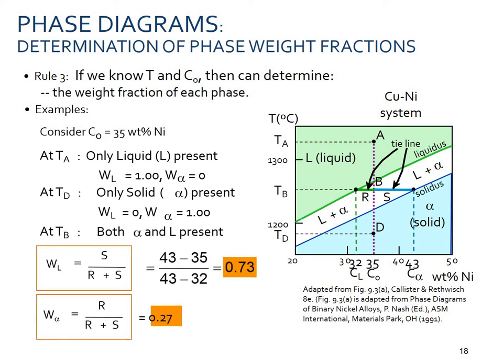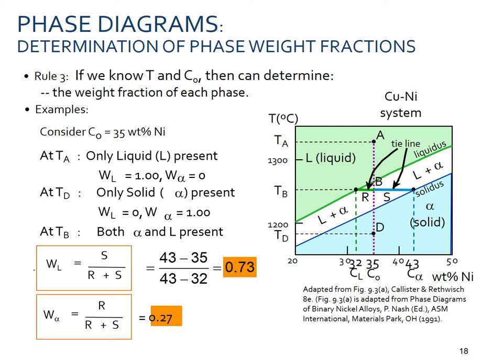However, if we are talking about point B, we have to calculate the weight fraction of the liquid phase and the weight fraction of the solid phase as well. So what we'll be doing is dividing the tie line from the perpendicular line of the compositions. This part is R, and this part is S.